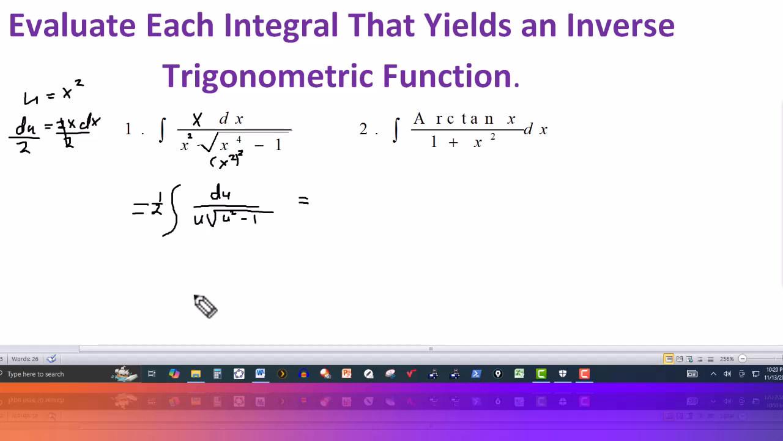Now I have it in the appropriate form for the given formula. It was arcsecant. And this was absolute u over a. Notice here the a is 1 because 1 squared is 1. In the formula, this is u squared minus a squared. So in our case, it's going to be u over 1. And it's absolute u. Absolute u over 1. But remember, u is x squared, and that's always non-negative. So I can just leave out the absolute value on that one and write it as x squared over 1, which will stay x squared.